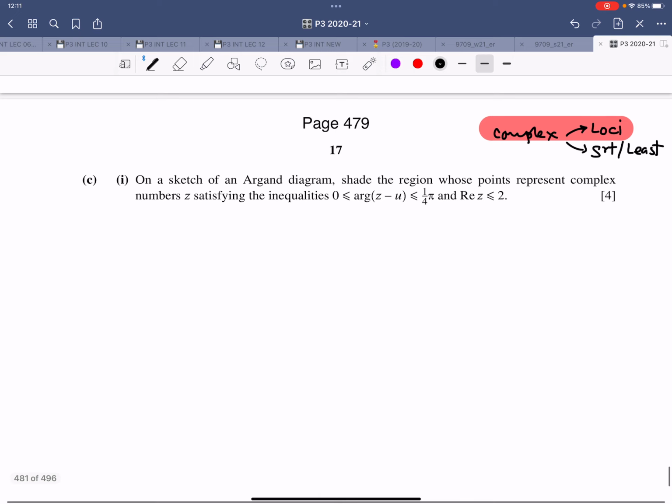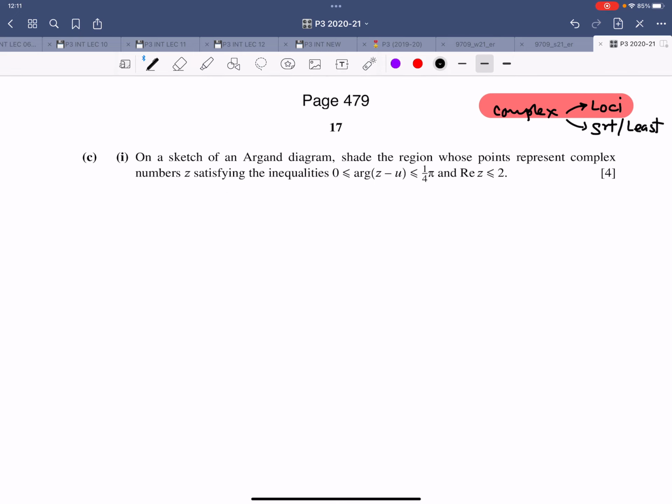Now let's go to the loci part. You have to draw a half line. Argument of z, it's a half line, and its starting point is the origin. No, it's not the origin. This is argument of z minus u. What is u?